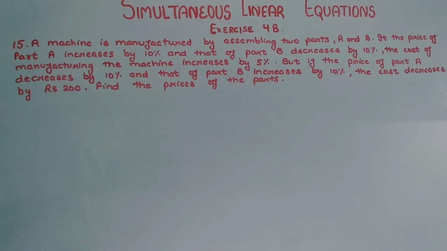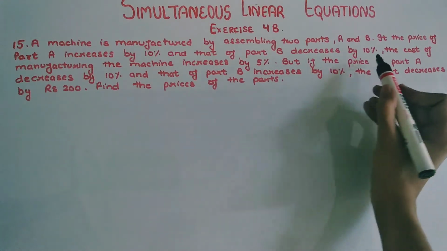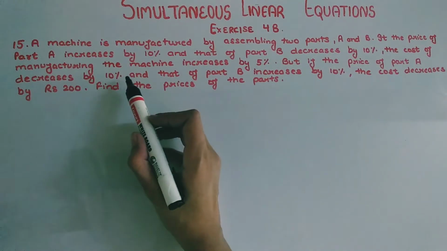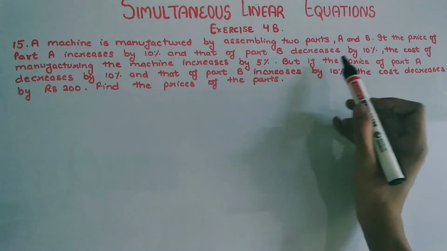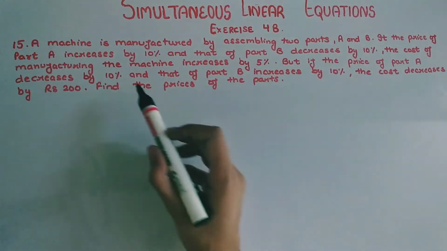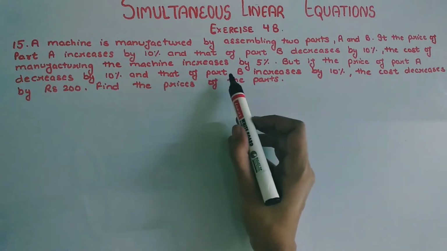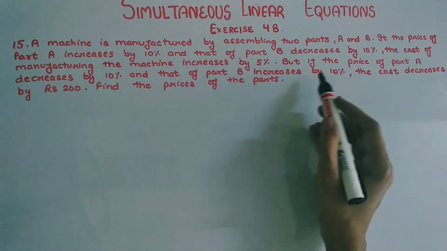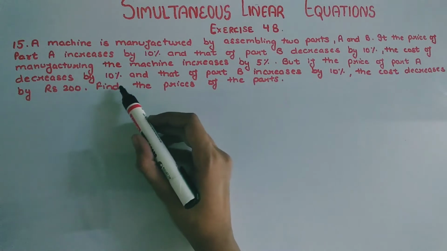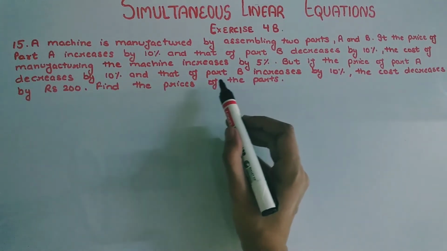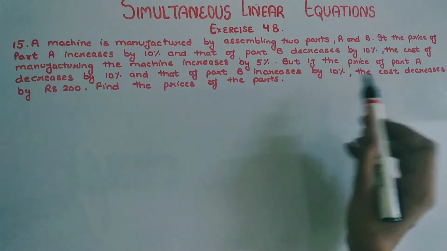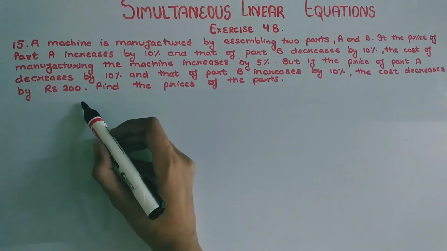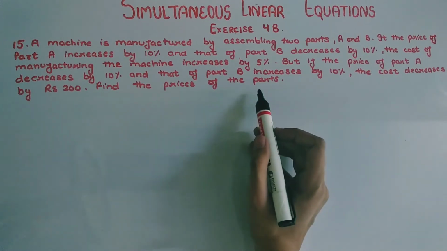We have the 15th question. A machine is manufactured by assembling 2 parts A and B. If the price of part A increases by 10% and that of part B decreases by 10%, the cost of manufacturing the machine increases by 5%. But if the price of part A decreases by 10% and that of part B increases by 10%, the cost of the machine decreases by rupees 200. Find the prices of the parts.